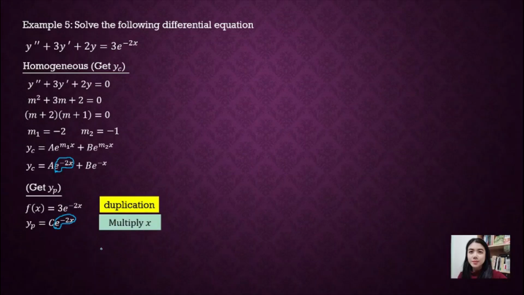So let's just see what happens if we multiply this yp with x power 1. This is what we have here. And let's just compare the result that we have here with the yc. Now what you have here is xe minus 2x. Obviously xe minus 2x is different from the e. So since they are two different terms, it means that you have settled the problem of duplications. So the correct yp must be this one. This is the correct yp.